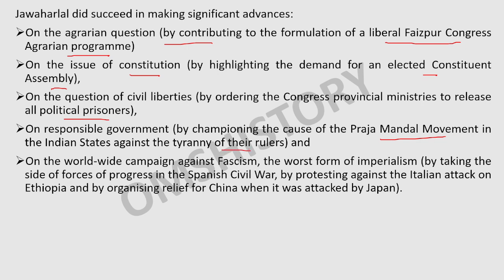And on the worldwide campaign against fascism, the worst form of imperialism, he took the side of the forces of progress in the Spanish Civil War, protested against the Italian attack on Ethiopia, and organized relief for China when it was attacked by Japan. For the relief for China, they also celebrated China Day here, at the Faizpur session.